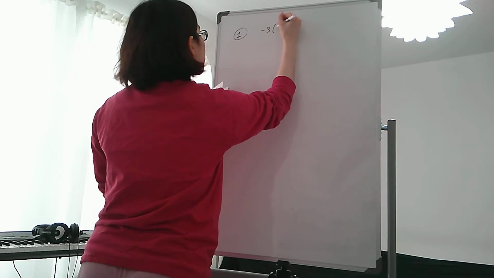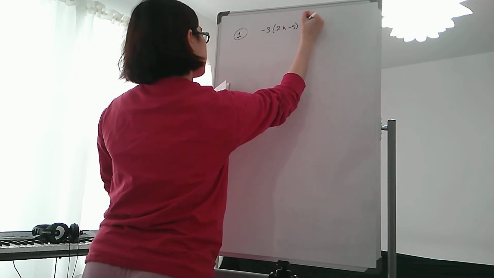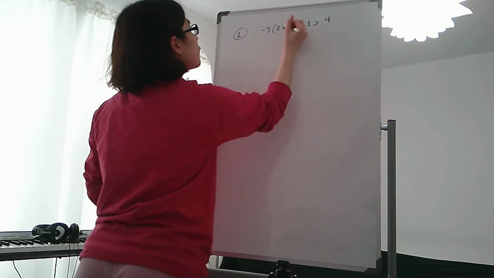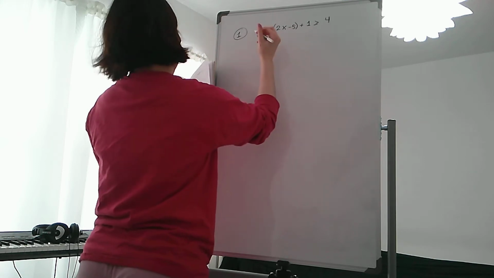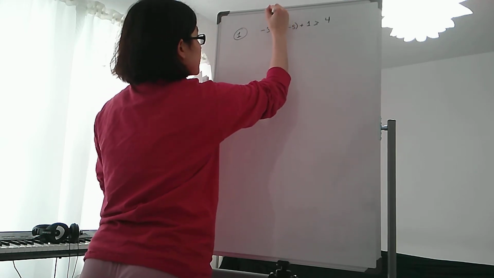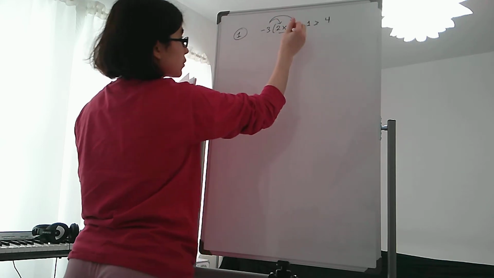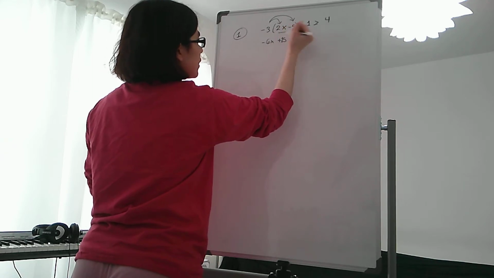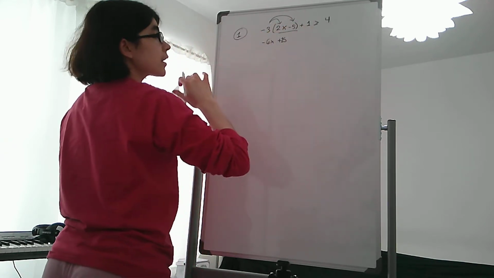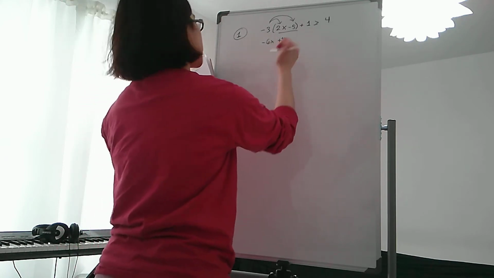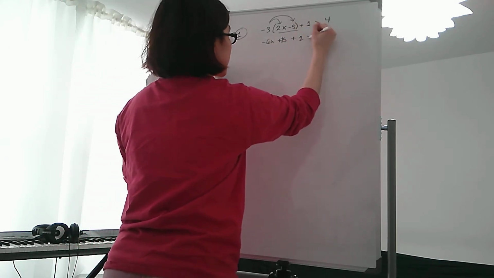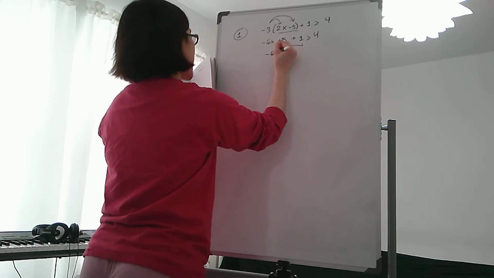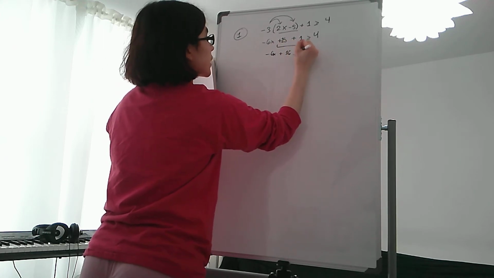-3 times the quantity 2x minus 5, plus 1 is greater than or equal to 4. How do we solve for x? Well, first we're going to use the distributive property. This -3 is going to go to both of the terms in parentheses. So -6x plus 15, because a negative times a negative is a positive. So -6x plus 15 plus 1 is greater than or equal to 4. Now we're going to combine like terms. -6x plus 16 is greater than or equal to 4.